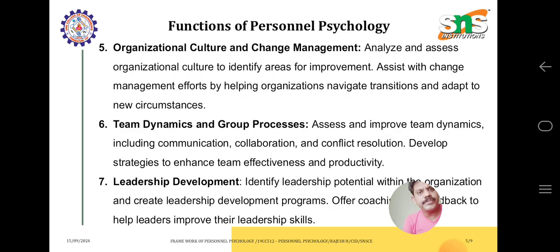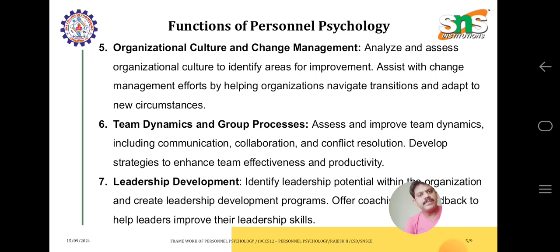The fifth point is organizational culture and change management. They analyze the organizational culture and assess it to identify areas of improvement, and how the organization can go further in its journey. They also assist with change management efforts by helping the organization navigate various transitions and adapt to new situations or circumstances in future.